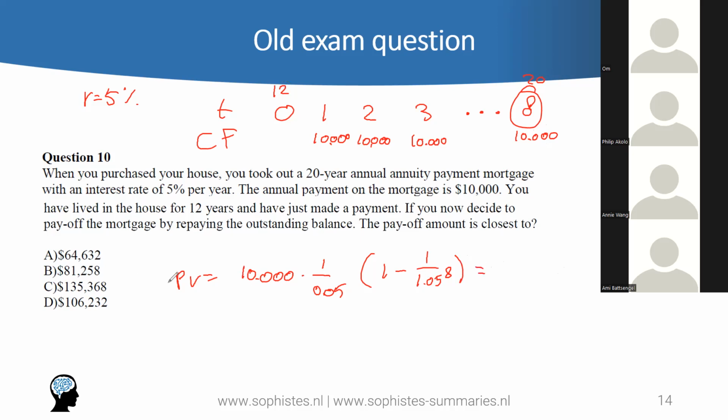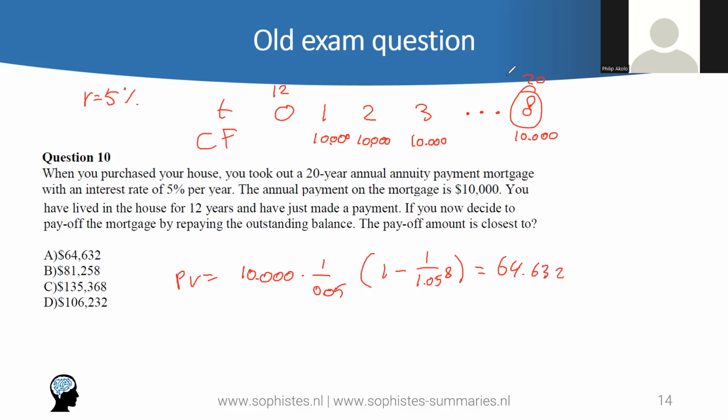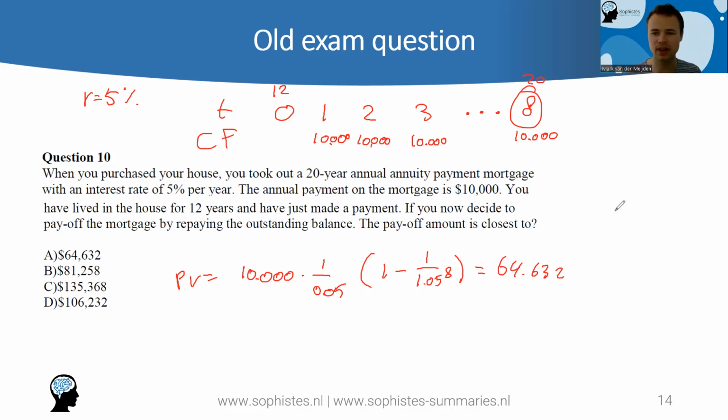But what would you get if you fill this in? 64,632. Yes, 64,632. Thank you, Frida. Okay. And everybody that submitted his answer had it correct. So very good, guys.